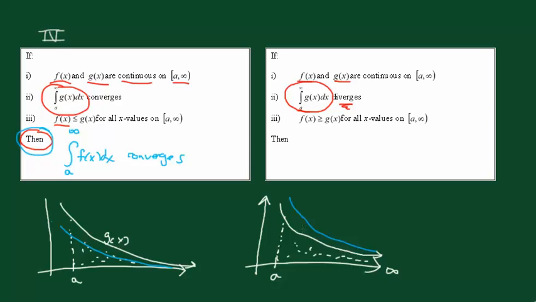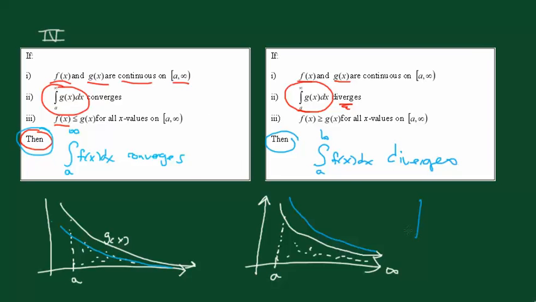So if the integral from a to infinity of g of x diverges, then the integral from a to infinity of f of x dx also diverges. Those are the conclusions.